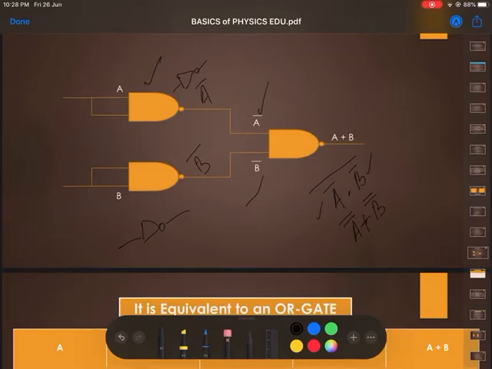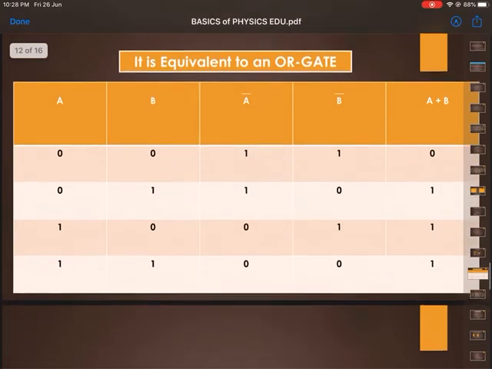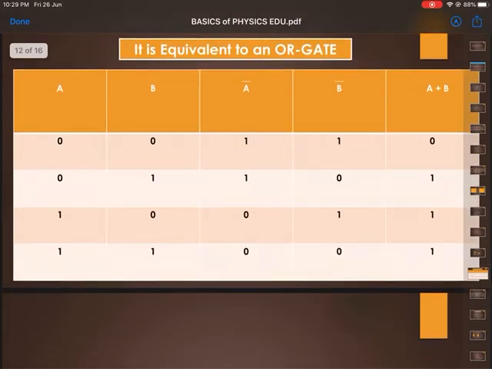Now A complement, again a complement back is only A, and B complement is nothing but B. This is nothing but the configuration of an OR gate. So this whole configuration is exactly equivalent to an OR gate, because plus represents the OR operation. If we see the truth table, you can justify it from the truth table also.